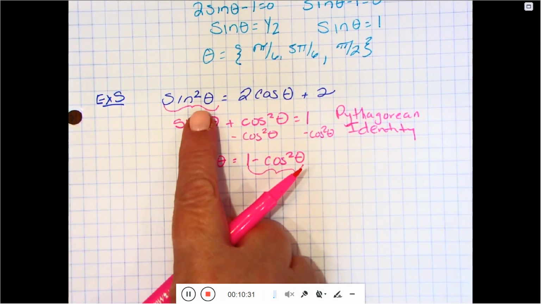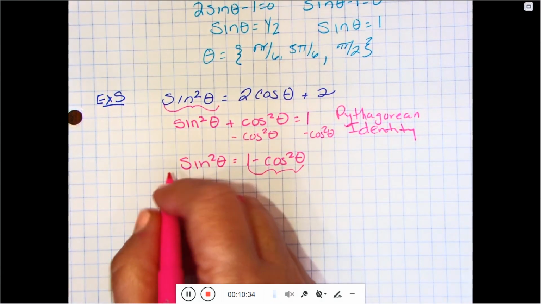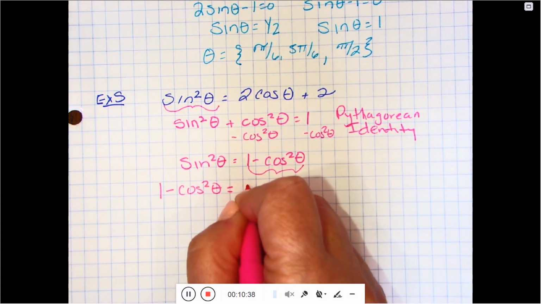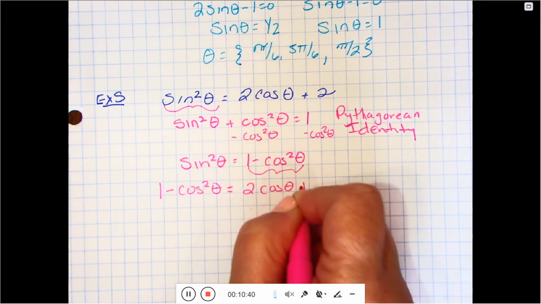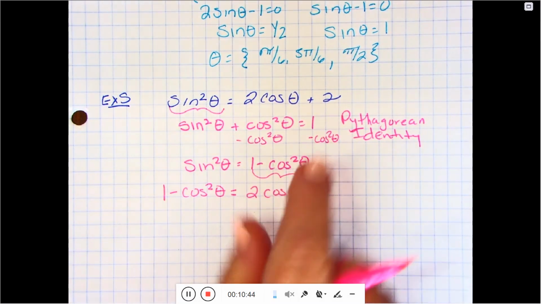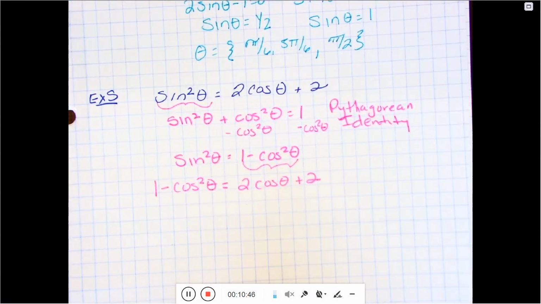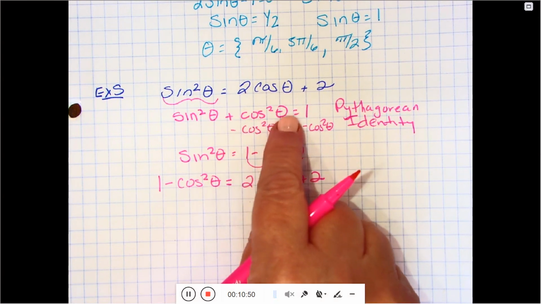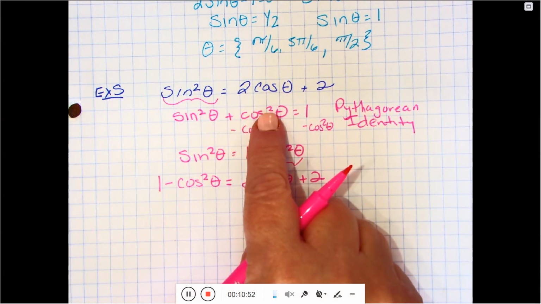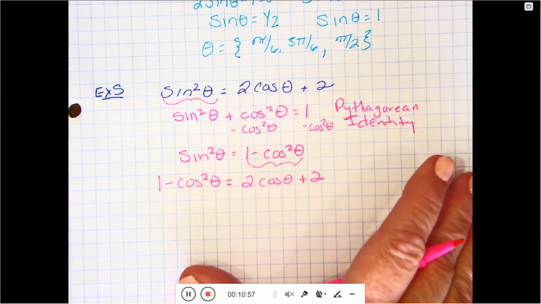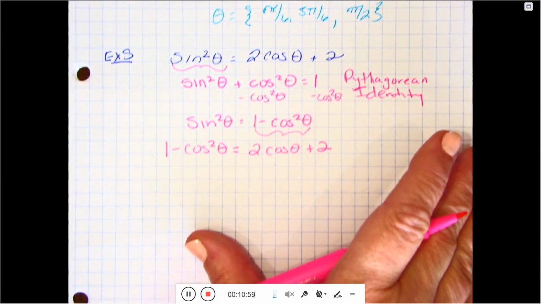So sine squared theta I'm going to replace with 1 minus cosine squared theta equals 2 cosine theta plus 2. So I would just replace that sine squared with 1 minus cosine squared. And you can also see that if you rearrange the equation a different way, cosine squared could always be replaced with 1 minus sine squared. So you just kind of manipulate it to fit your needs.